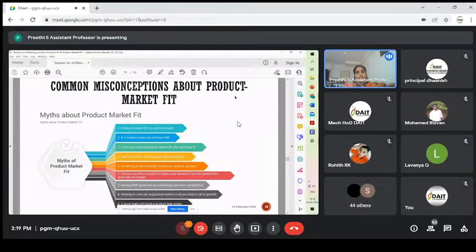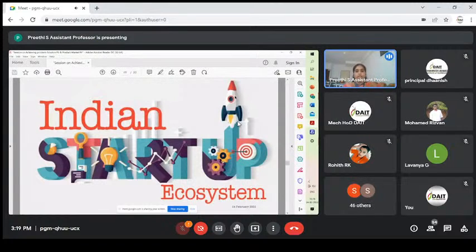With these concepts, you should be very clear about what problem solution fit is, what product market fit is, and what a startup is. Why should I know about problem solution fit? Why should I know about product market fit? And how should I work for this? Now, coming to India, because we live in India, we should know how the startup ecosystem is in the Indian scenario and the Indian market.